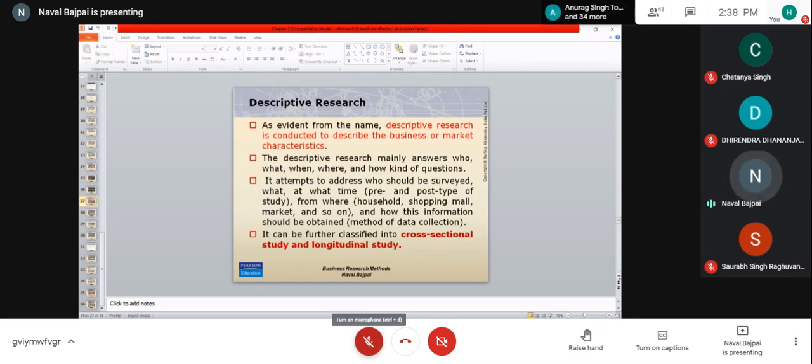So in no way would we be involved in exploratory research and descriptive research. These are for the sake of understanding only. But because, as I've told you earlier, our research is going to answer the why part also, our research would be the conclusive research.